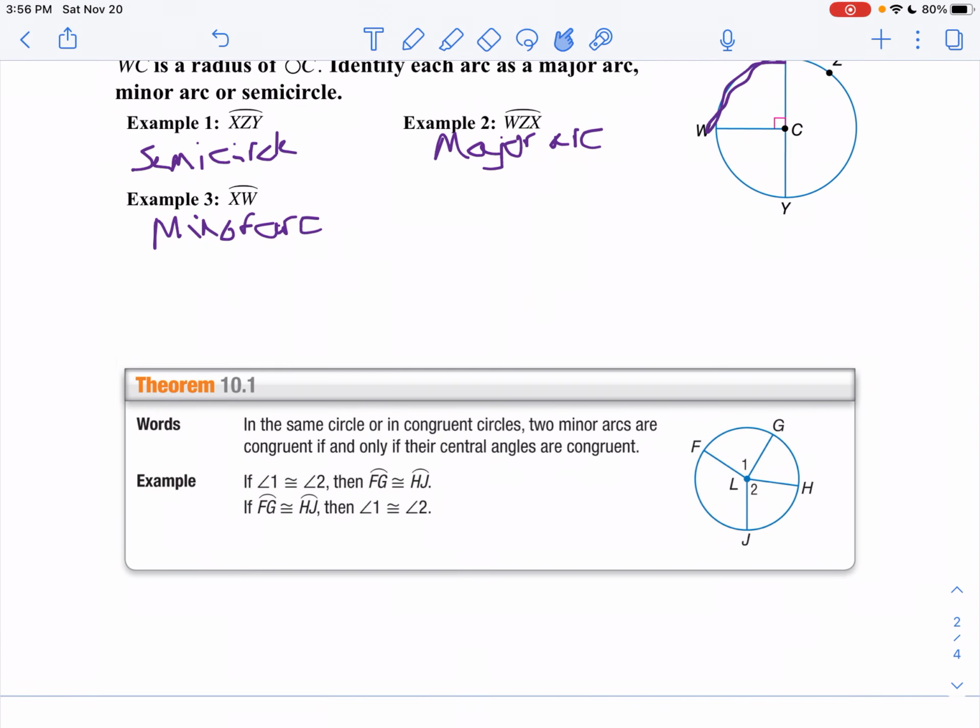Arcs are congruent if they have the same central angles with the same radius. So if I'm looking in the same circle or congruent circles, two minor arcs are congruent if and only if their central angles are the same. So on this particular problem, if angle 1 is congruent to angle 2, then FG is congruent to HJ, because we know central angles and their arcs are the same measure.